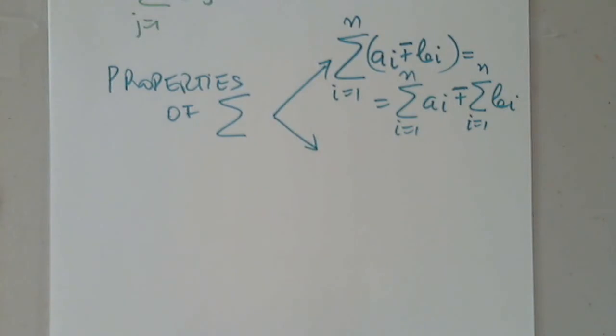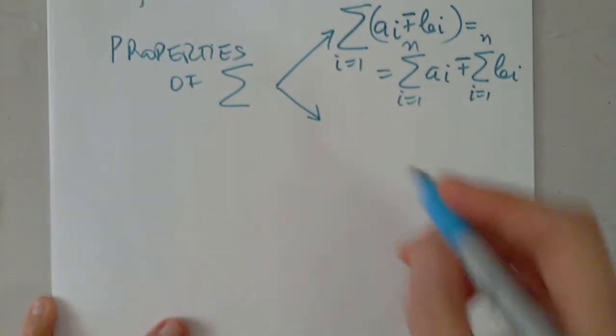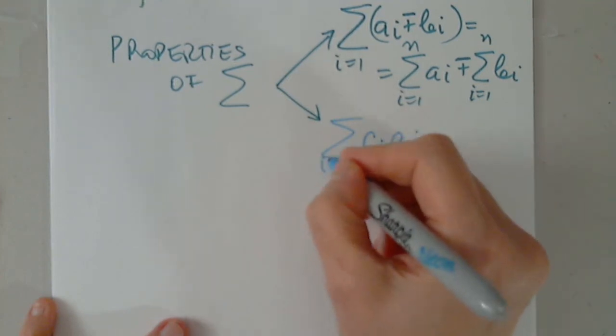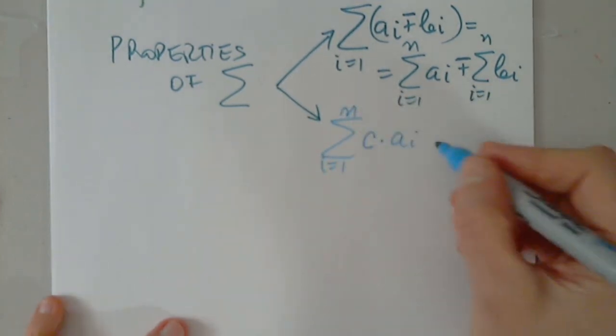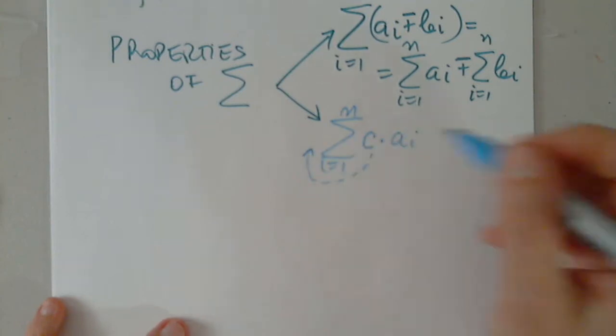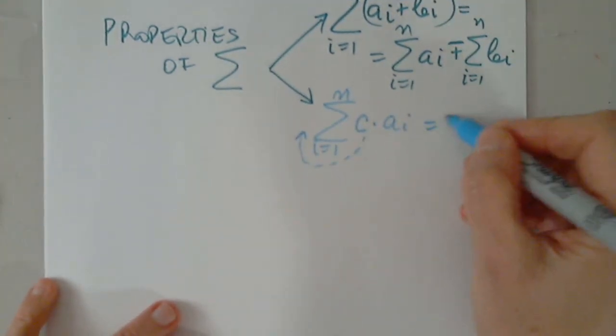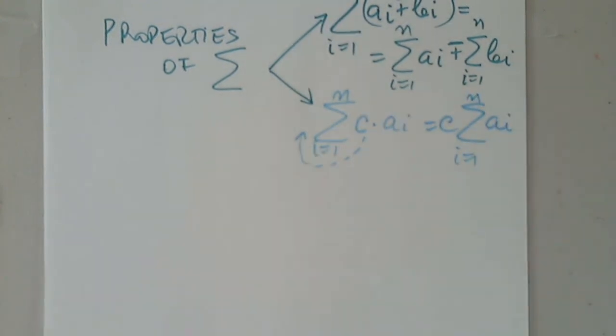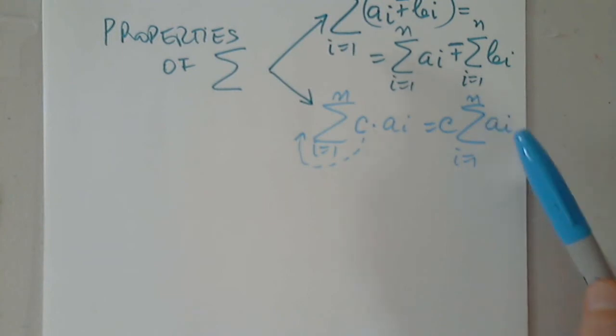And here is another property that is extremely important: the sum of a constant times a_i from i equals 1 through n. The constant, as we know, for everything, goes in front. So c multiplied by the sum of a_i from i equals 1 through n.